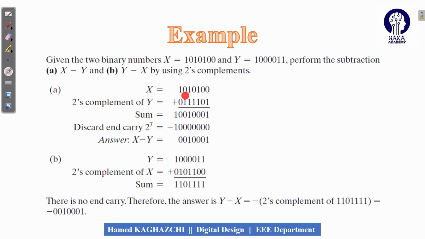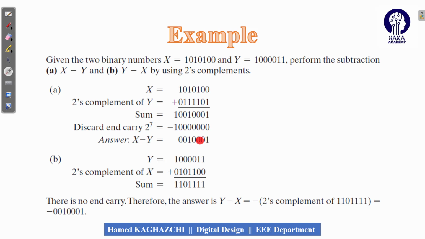Now we add these two numbers together: x plus the 2's complement of y. When you add it, you can see that x and y have 1, 2, 3, 4, 5, 6, 7 bits, but the summation has 1, 2, 3, 4, 5, 6, 7, 8. It means that we have a carry. Discard this carry. Remove this carry. So the rest is the result.